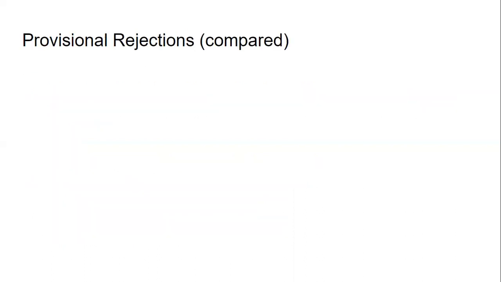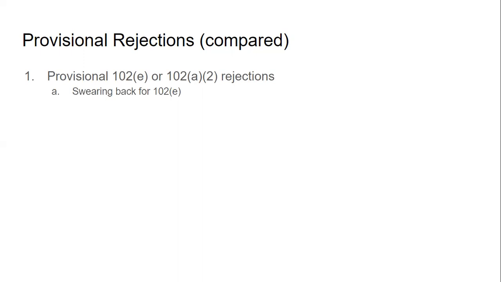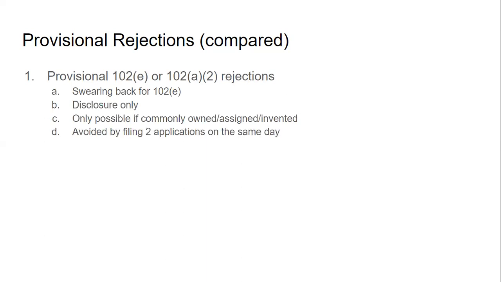So then provisional rejections, to compare those a little bit further, there's two types. There's provisional 102(e) or 102(a)(2) rejections, so provisional rejections based purely on prior art. For those, there can be swearing back for 102(e), or just however you would overcome 102(a)(2) rejections. That is based on the disclosure only. And that's only possible if it's commonly owned, assigned, or invented. And that can be avoided by filing two applications on the same day.